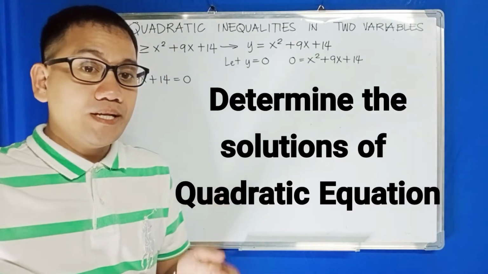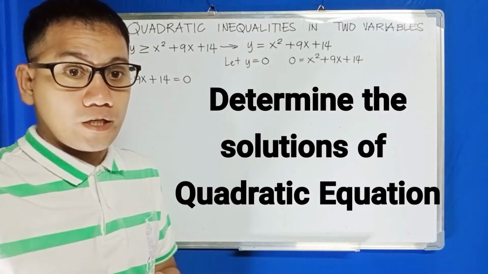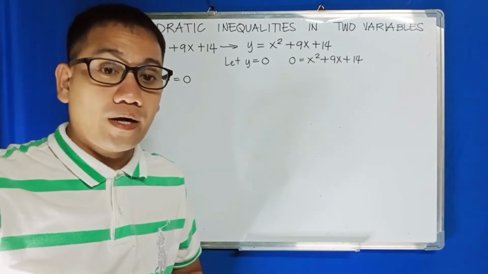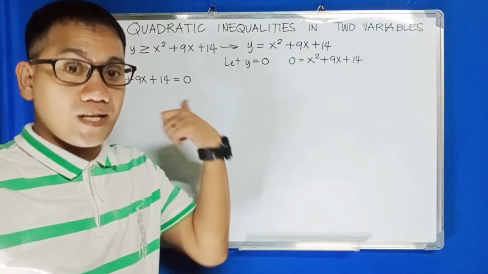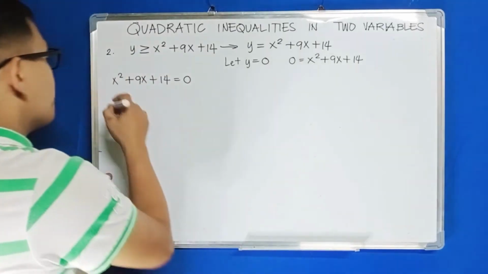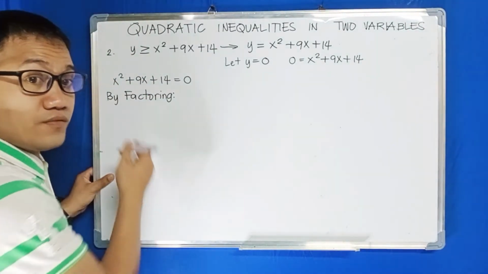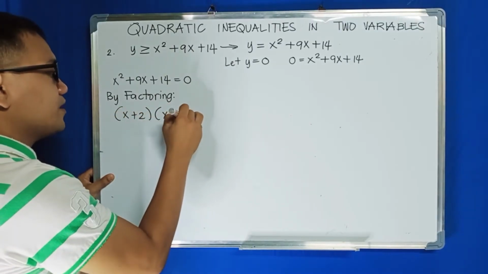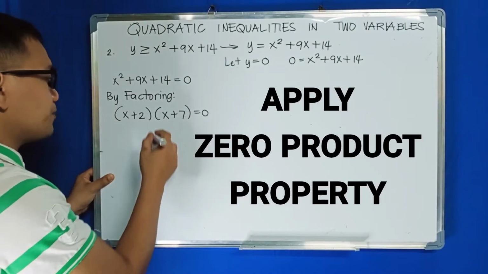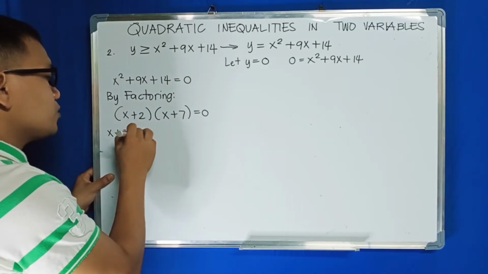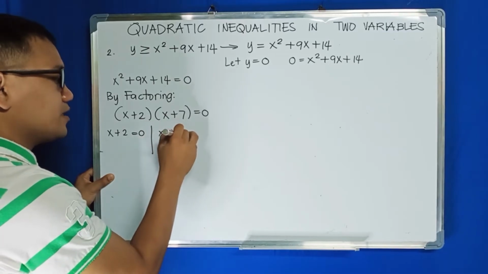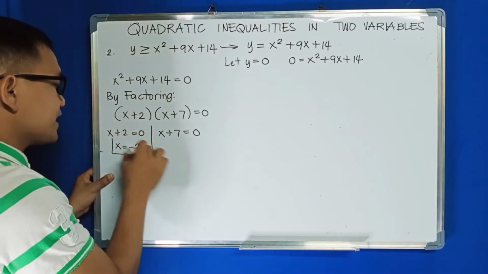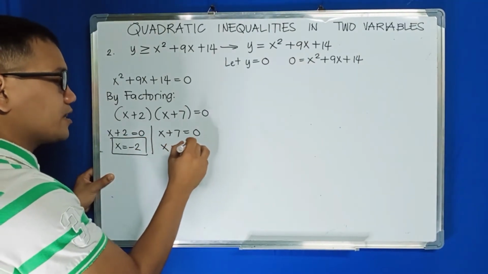Next, we will determine the solutions or roots of our quadratic equation. In this case, allow me to use factoring. But of course, you can use completing the square and the quadratic formula to determine the solutions of this given quadratic equation. By factoring, the possible factors of our given trinomial would be (x + 2)(x + 7) = 0. Applying the zero product property, we will have x + 2 = 0 and x + 7 = 0. The first solution is equal to negative 2 and the second solution is equal to negative 7.